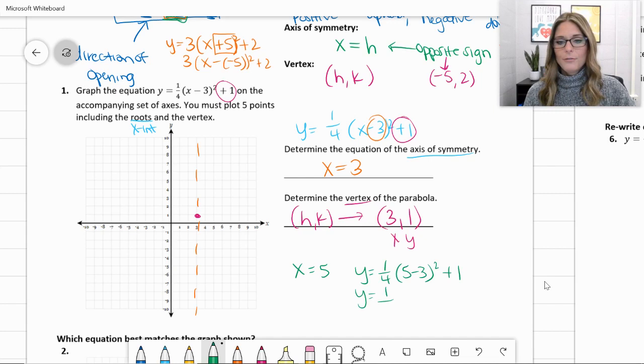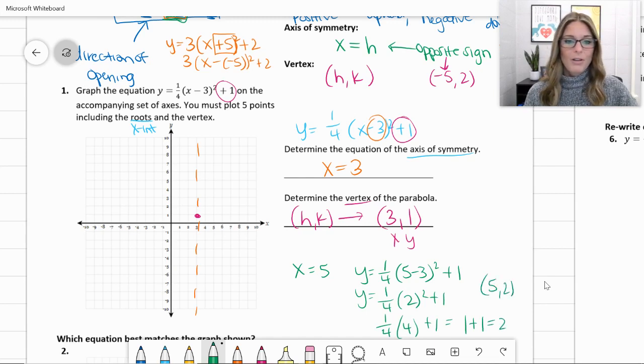Simplifying, I'm going to get 1/4. 5 minus 3 is 2, which will be squared. I chose 5 because I knew that it would simplify really pretty, because 2 squared is 4. And so when I do 1/4 times 4, that's just 1, plus 1 will make 2. So I will have an ordered pair at (5, 2). I can go ahead and plot that.